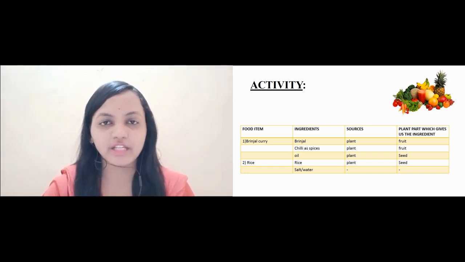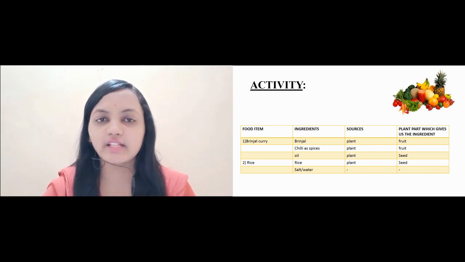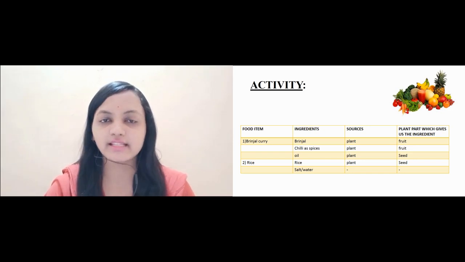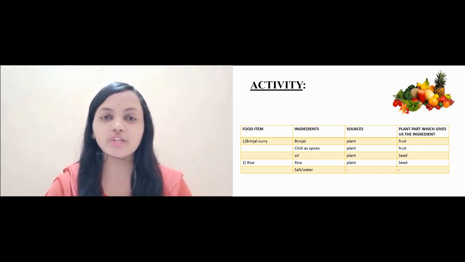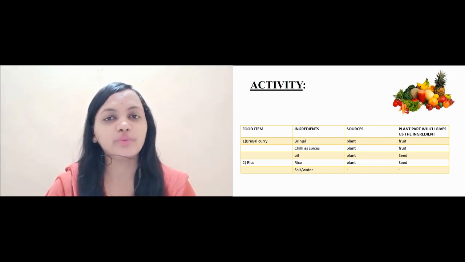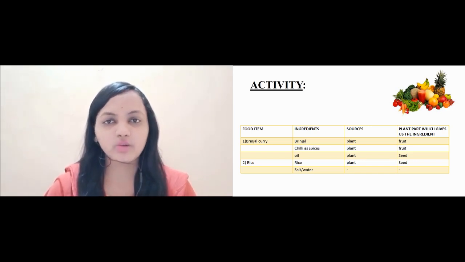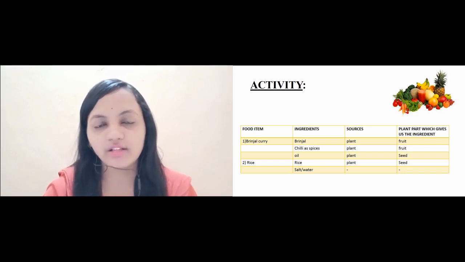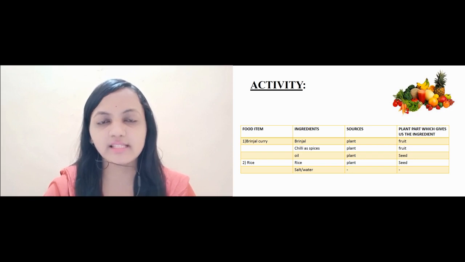Then the second example I have taken is rice. What are the ingredients used for the preparation of rice? The very first ingredient is the rice itself. Then you have salt and water. You prepare this rice in a cooker. So you add all these ingredients, pressure cook it, and the rice is ready. Now what 2 food substances have we seen? The first item is brinjal curry. The requirements we have seen: brinjal, spices or chilies, and oil.